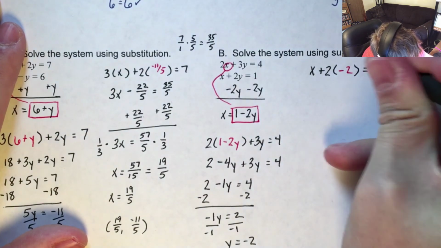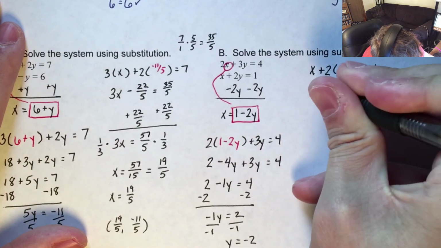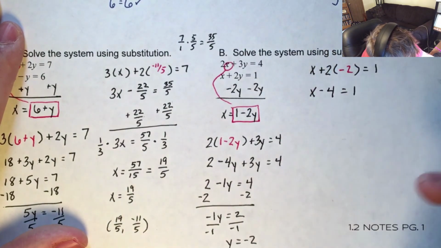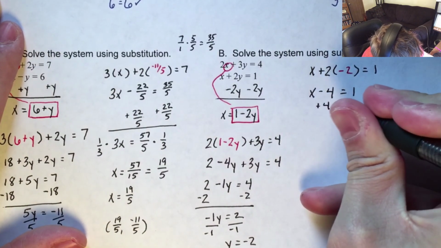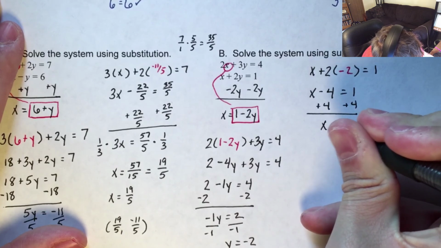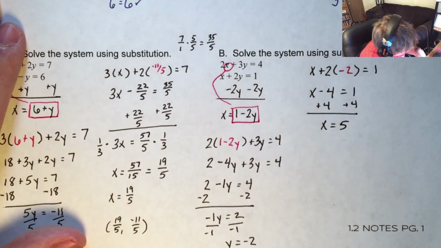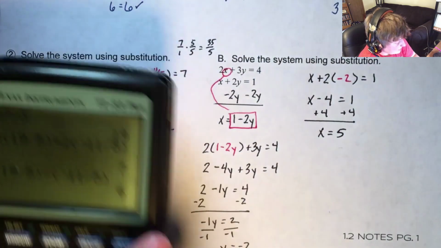x minus 4 is equal to 1, because 2 times negative 2 is negative 4. And I'm going to add 4 to each side. So x is 5. Okay, let's go ahead and check to see if that's our solution using the calculator.